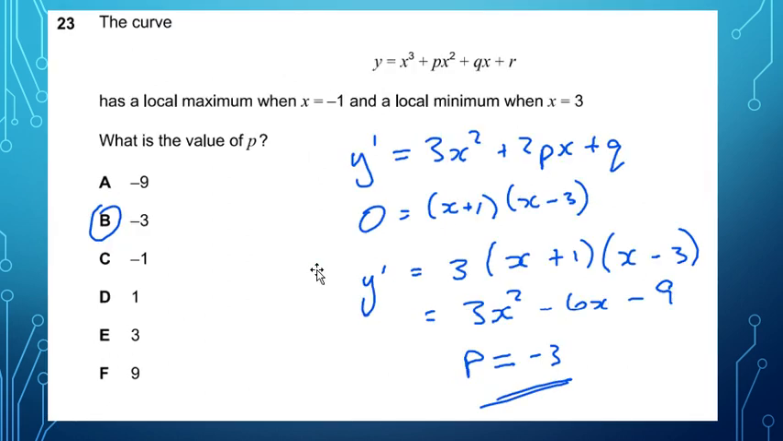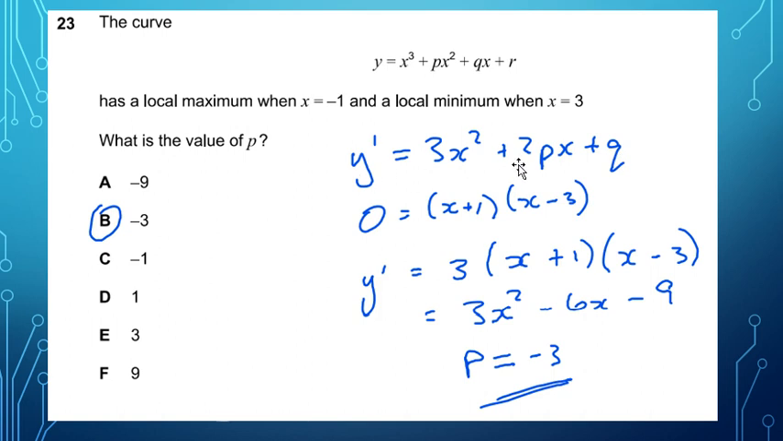Okay, next. This one we've got a cubic. We're told we have a curve, cubic equation, and we've got an unknown coefficient for x squared, unknown coefficient for x, and an unknown constant at the end. But we're told that there's a local maximum when x is -1 and local minimum when x is 3. But we've got to find out what the value of p is. So this is clearly about differentiation. So we're going to differentiate what's given, see where that takes us.